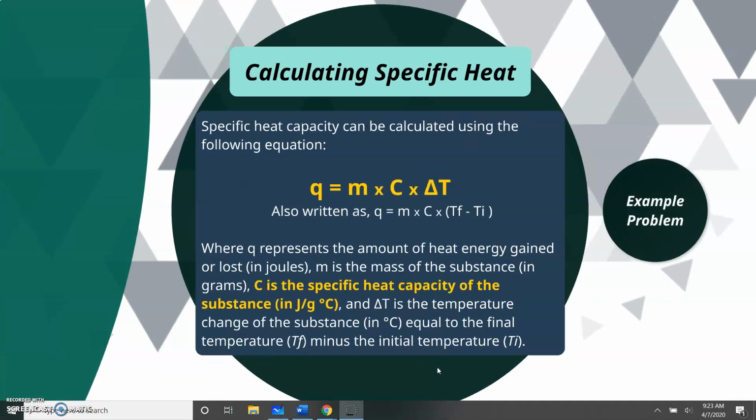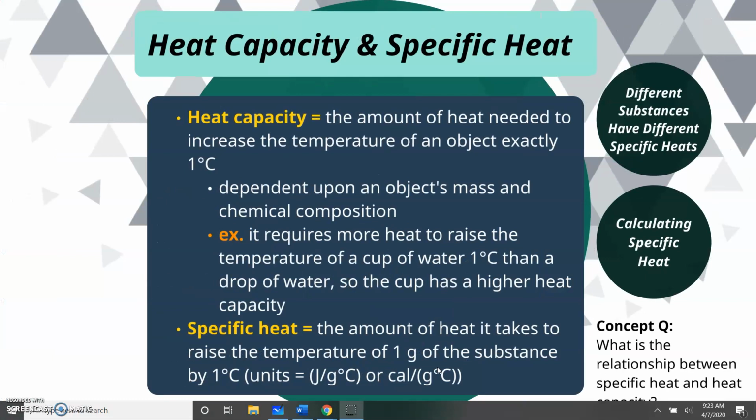And that is heat capacity and specific heat in a nutshell. I hope that helped, and now it's time for y'all to get some practice on your own.